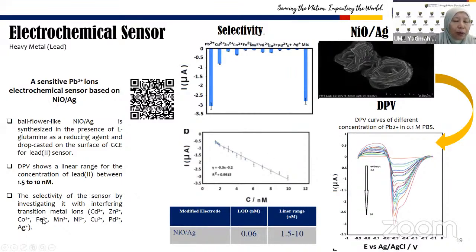And for selectivity, to make sure that it detects plumbum 2 plus at a good concentration, we are also doing some selectivity studies with other interfering ions, such as listed here. So from here, you can see that this combination of composites makes the modified electrode prone towards plumbum 2 plus as compared to other ions on the list. So this shows it's very selective towards lead 2 plus.